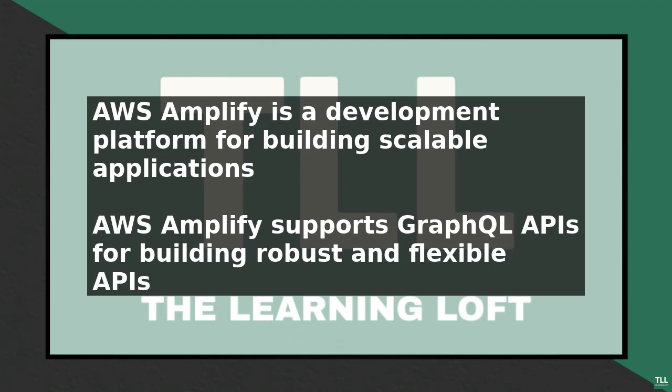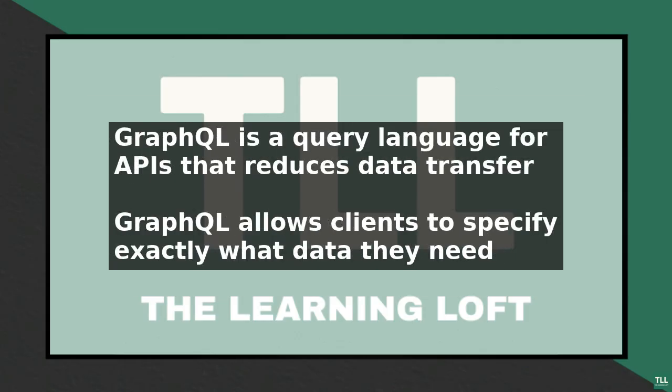robust and flexible APIs. What is GraphQL? Before diving into AWS Amplify GraphQL API, it is essential to understand what GraphQL is. GraphQL is a query language for APIs that allows clients to specify exactly what data they need and receive only that data in response. This approach reduces the amount of data transferred over the network and makes APIs more efficient.